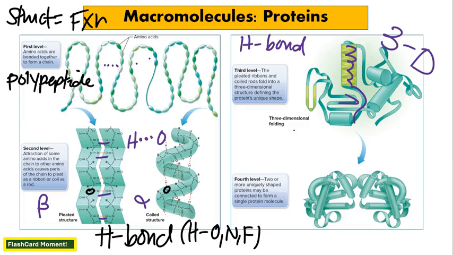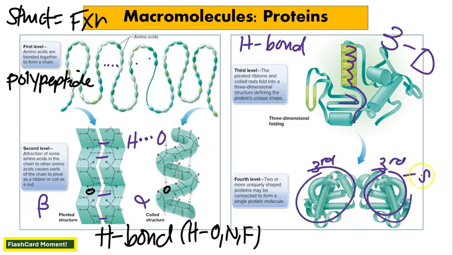Then you go to the fourth level, which is basically taking two or more uniquely shaped proteins, like two or more of these third, or tertiary, level structures, and these are now considered subunits. When these subunits come together, they make these huge globular proteins, and that's where the quaternary structure, or fourth level, comes from.